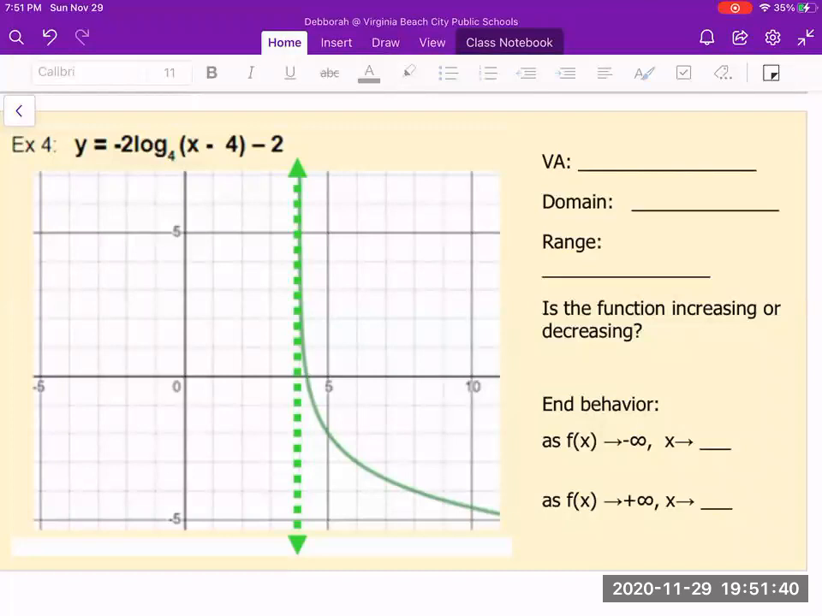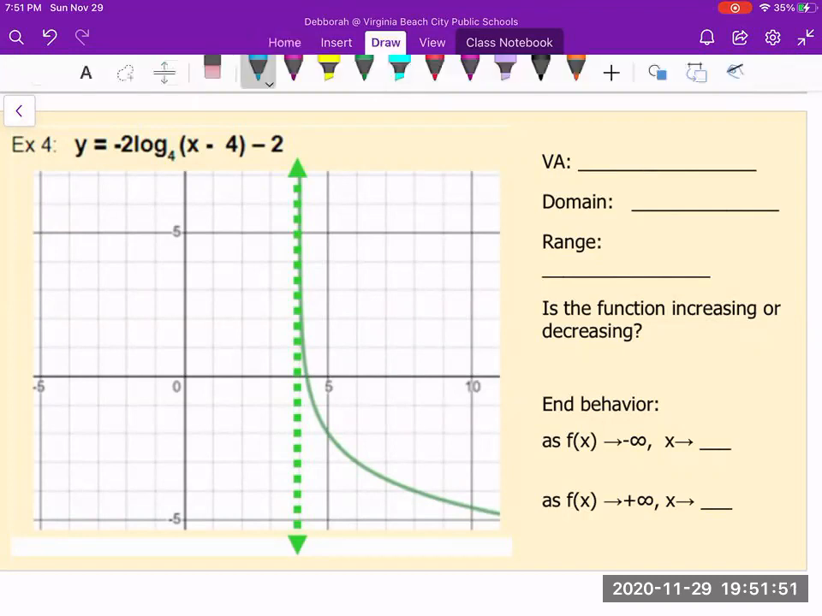Now that we have the graph drawn and our asymptote drawn, we can look at the following properties. So the vertical asymptote, which we already found in order to draw our graph, is x equals 4. Our domain, hence, is all of the values of x greater than 4. Our range is still all reals. The graph in this situation from left to right is going down, hence it is decreasing.